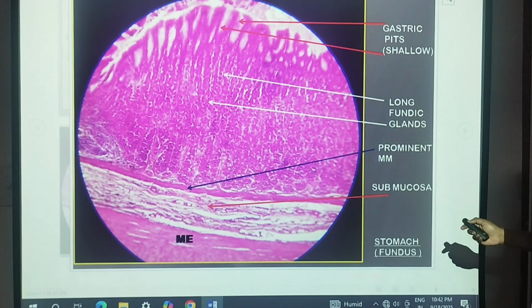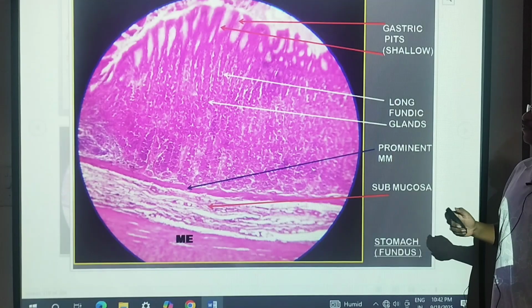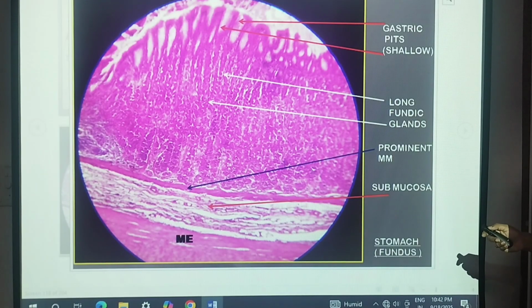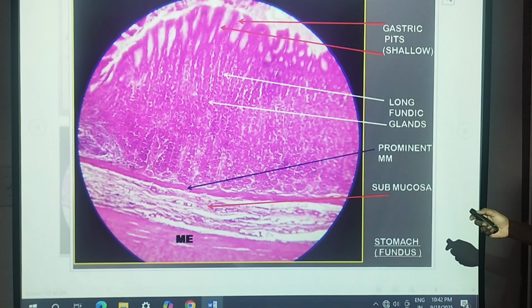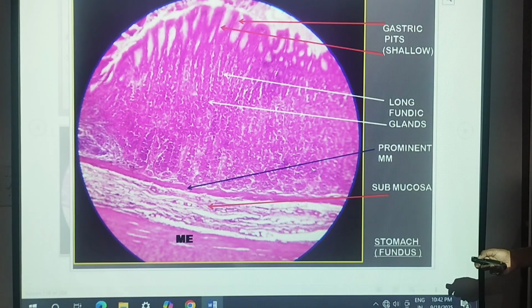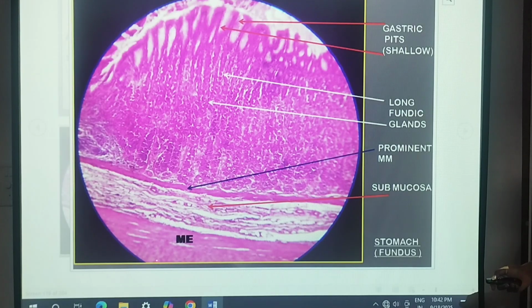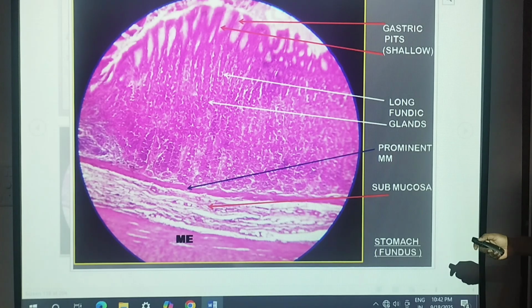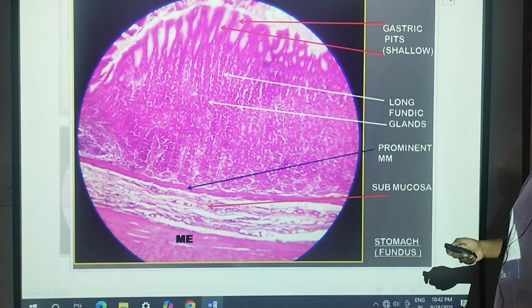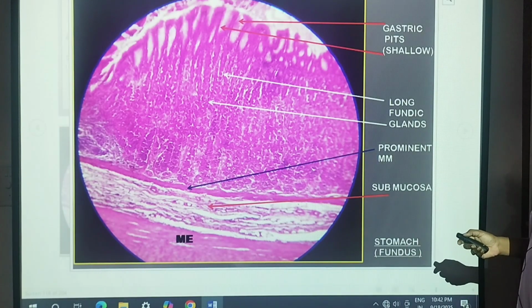This is very important. Remember, this slide is of the stomach at the level of fundus. Now what are the important points you have to observe in the slide? First, you have the mucosa, then you have the submucosa, you have the muscularis externa, but you can see here the serosa is not visible. So the stomach has got four layers: mucosa, submucosa, muscularis externa, and then serosa, which is not seen in this slide. Now we will see the important identification points of stomach at the level of fundus.